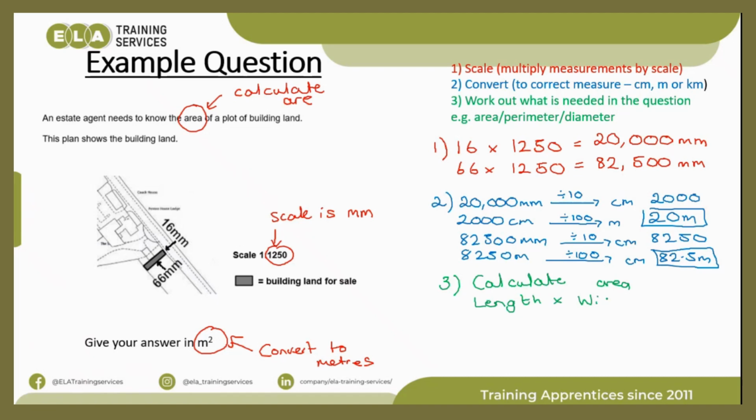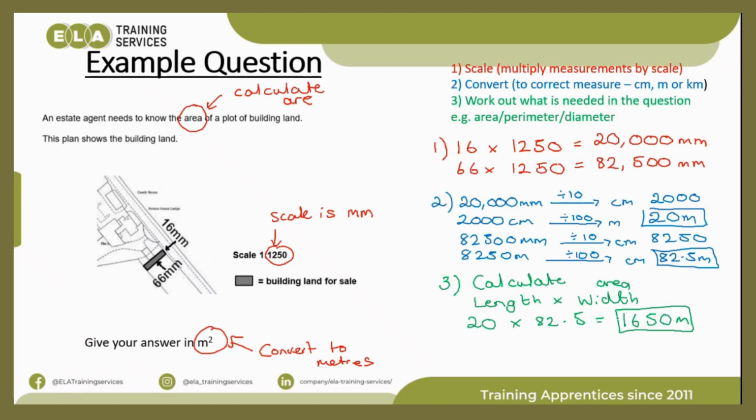Now this is what's really important. Our length and width are no longer 16 and 66 because we've converted them using the scale, and they are now 20 and 82.5. So 20 times 82.5. We're going to pop that into our calculator, which gives us 1,650 metres. And that is our answer. And we've done all 3 steps to get us there.